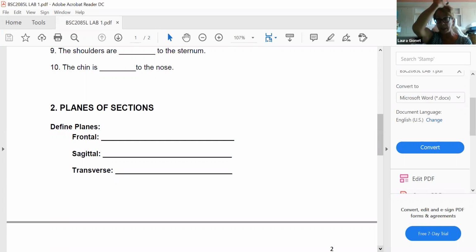Sagittal plane, right through the center here, divides the body into right and left portions or sections. And the transverse plane, like you're cutting down a tree, produces superior and inferior portions or sections.